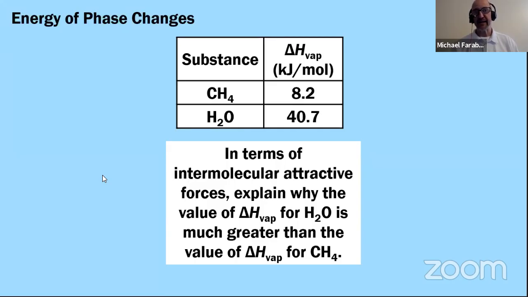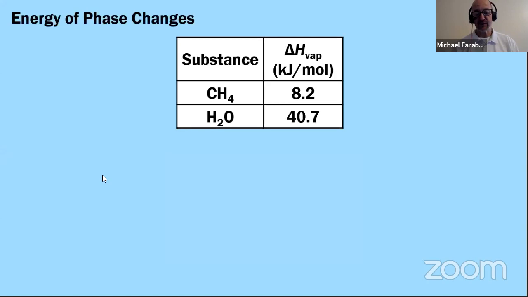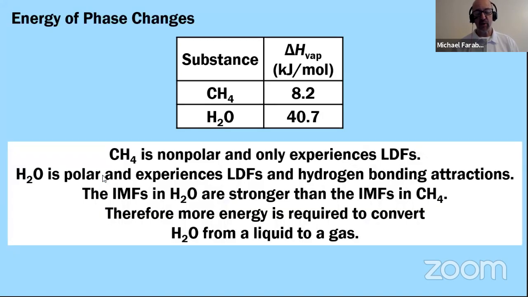So from an earlier lesson back in Unit 3, talking about intermolecular forces, you might recall that a molecule like CH4, which is tetrahedral, and all the dipoles cancel out, is nonpolar. It only experiences weak London dispersion forces, whereas water is polar and experiences both London dispersion forces and hydrogen bonding attractions. And so the intermolecular forces in water are stronger than those in methane. So more energy is required to convert water from a liquid to a gas, and that's why 40.7 is higher than 8.2. All right, a few more AP practice problems, and then I'll get to your homework.